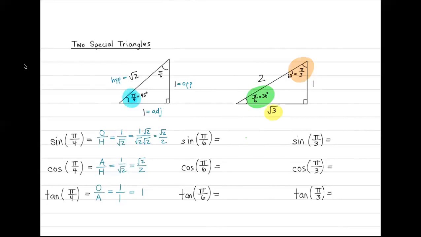Now the root 3 here has to be on the side that's right next to the pi over 6, and directly opposite from the pi over 3, the orange one. Then the 1 needs to be adjacent to the pi over 3, or 60 degrees, the orange one, or opposite from the pi over 6, or 30 degrees. It might take some practice to make sure that you've got that labeled properly.